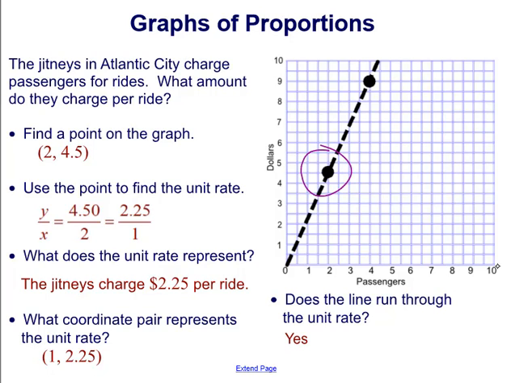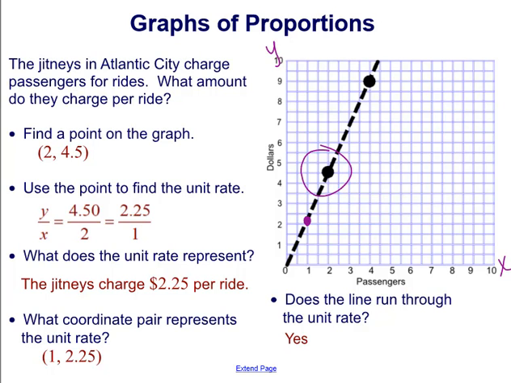Well, the x is the passengers and the y is the cost, or the charge that the jitneys are charging per ride. So the jitneys charge $2.25 per ride according to that unit rate of 2.25 over 1. The coordinate pair that represents the unit rate is then (1, 2.25), and the line does run through that point. It's approximately here.